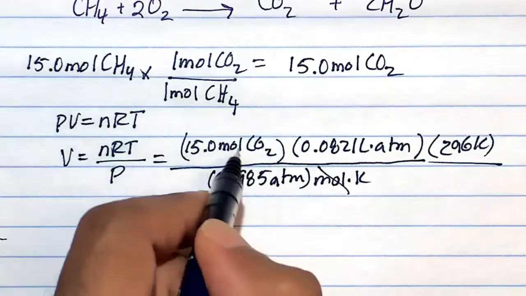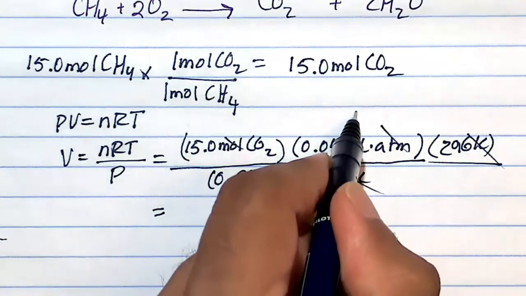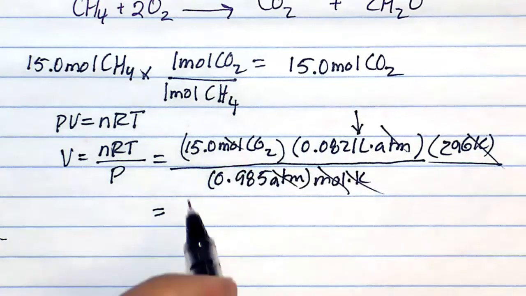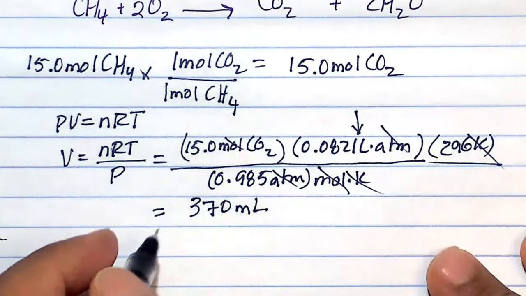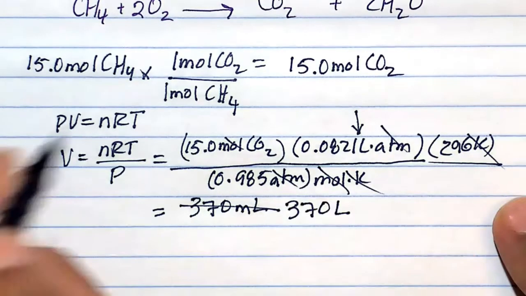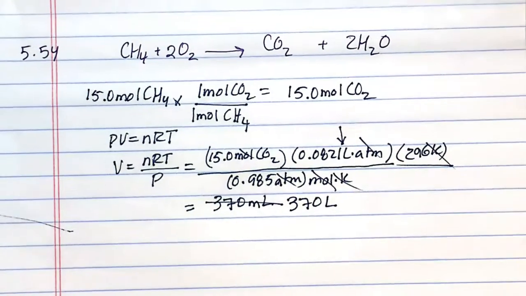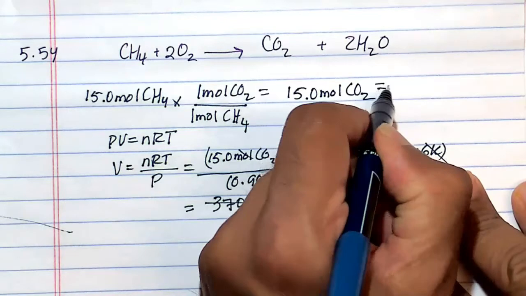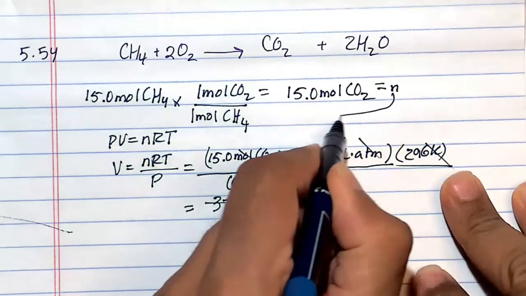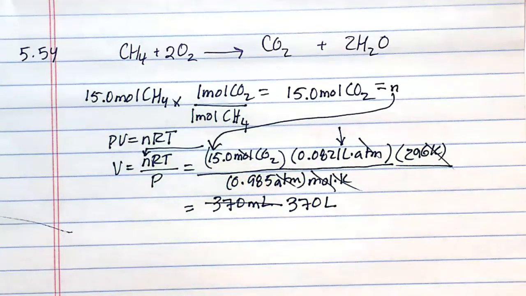All right, so moles cancel, atmosphere cancels, Kelvin cancels. I am left with liters. Doing this on my calculator, it's about 370 liters. So that's the answer to this problem. Stoichiometry, using the balanced chemical equation to get us moles, that's going to be n, and that's the n we use to solve for volume in our ideal gas law.